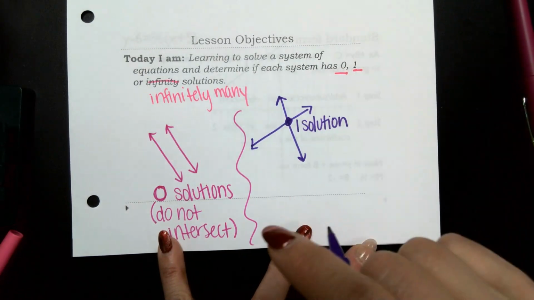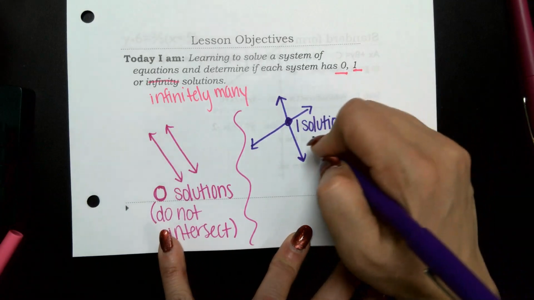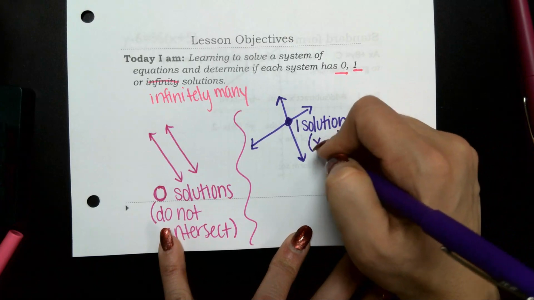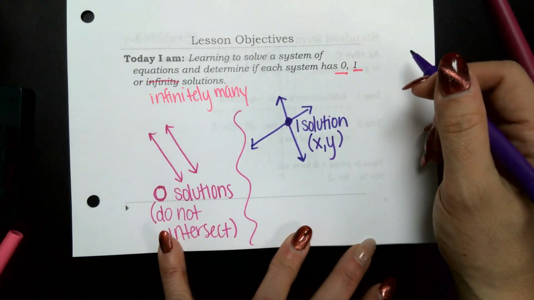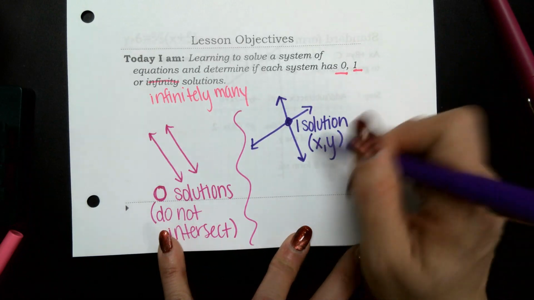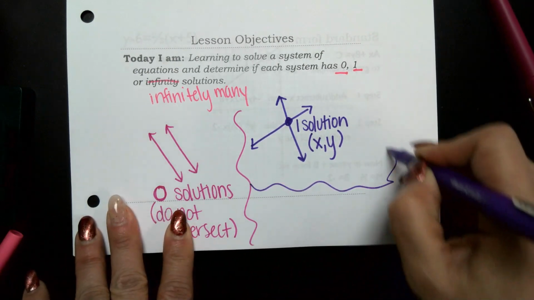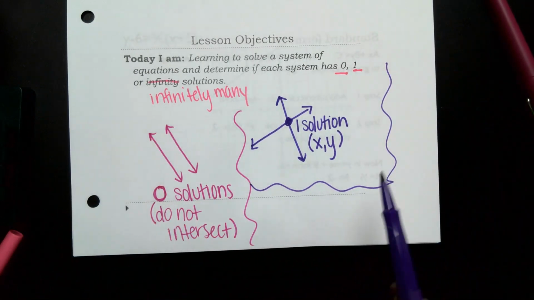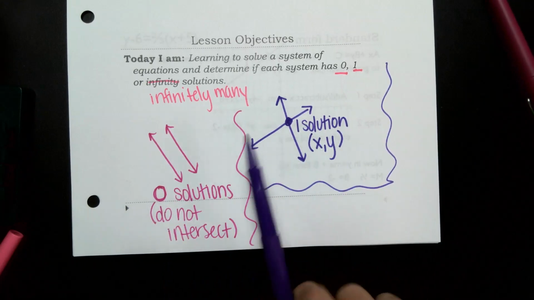So one solution is when they cross once, and you have to write your answer as an ordered pair. Wherever they cross each other, that ordered pair is the solution to the system. Okay, so we have an example of what no solutions look like, and what one solution would look like.